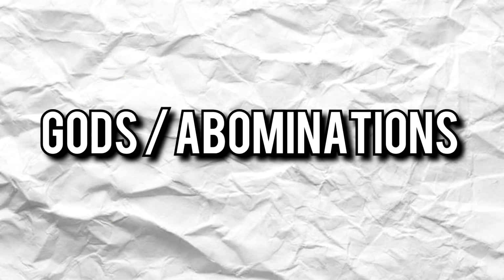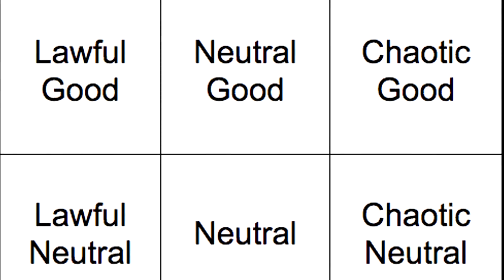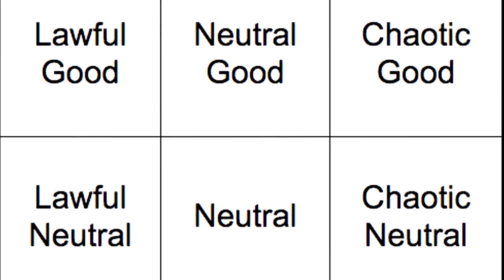So today, I'll be covering the Genshin characters under the classification of gods or abominations. Since I'm only limiting myself to 10, I'll be covering the other divine-blooded characters in the second part. So let's begin. For those that don't know the 3x3 grid of alignment, the alignment consists of 2 words.